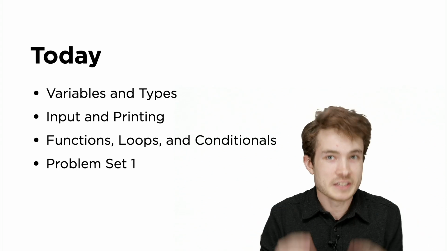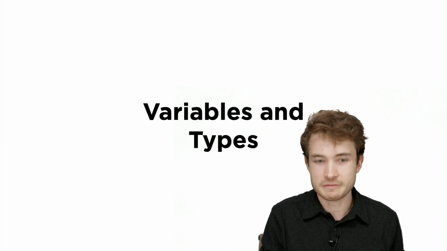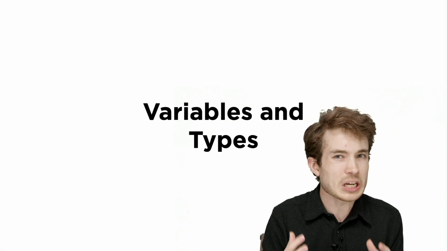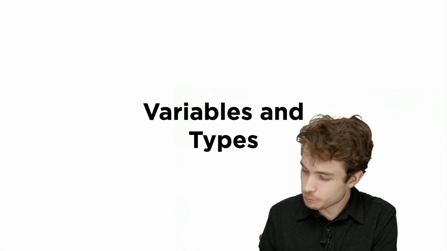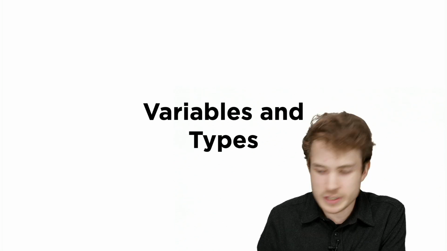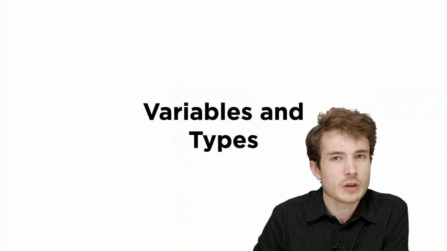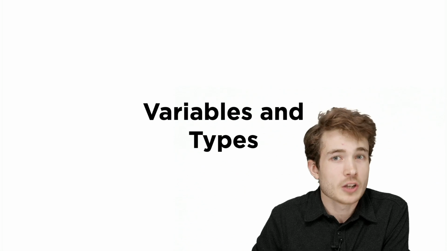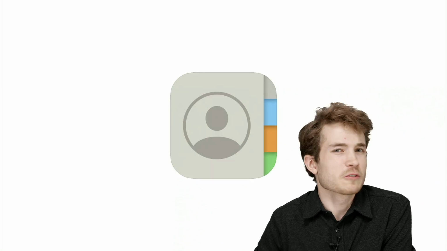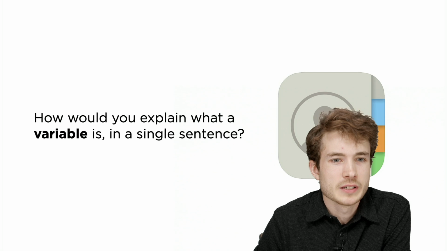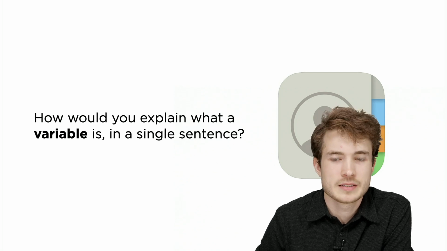So let's dive in here into our first topic, this one called variables and types. So as we said before, a variable is simply some way of storing information inside of a computer. But I'm curious, for those of you who are here, how would you describe a variable in a single sentence? Let's say we have a contact application. We're trying to store information about, let's say, different people we're in contact with. How would you describe what a variable is in a single sentence?